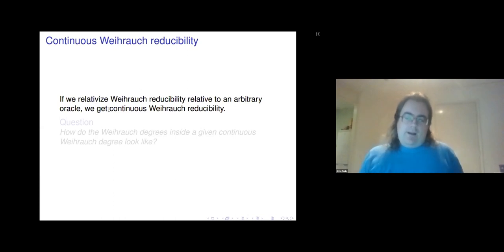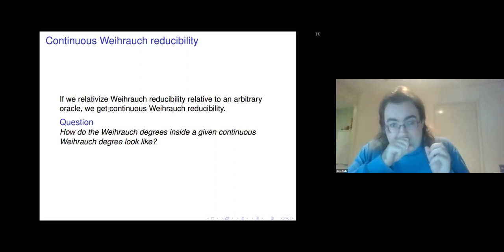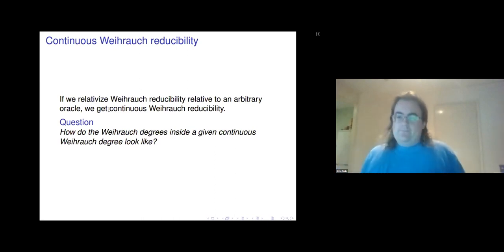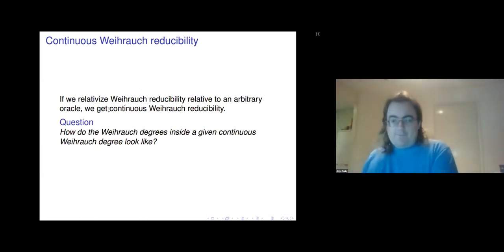And then my question here is, what does that step do to Weihrauch degrees? So what happens, how do all of the Weihrauch degrees that fall inside a particular continuous Weihrauch degree look? We know it for the continuous Weihrauch degree one, because the continuous Weihrauch degree one is exactly that image where the dual of the Medvedev lattice went. So that continuous Weihrauch degree we understand. But what happens in the others?